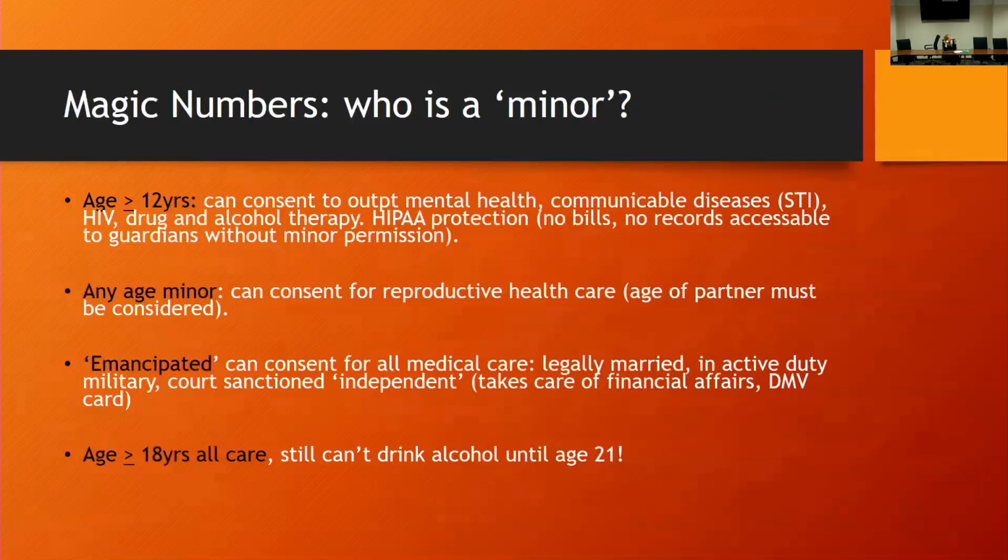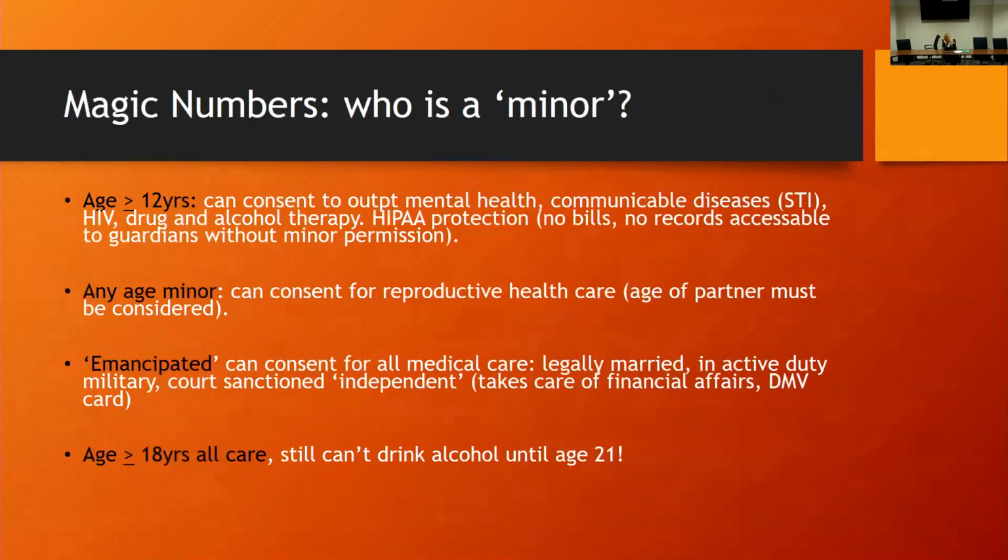Okay, any age minor, even a 9-year-old, can consent for reproductive health, like birth control. I thought it had to be up to a certain age, like the 10th birthday? Any age. However, you have to ask how old the partner is. Oh, that's right, because they can't. If they want reproductive care and the partner is 15 even, that's terrible.